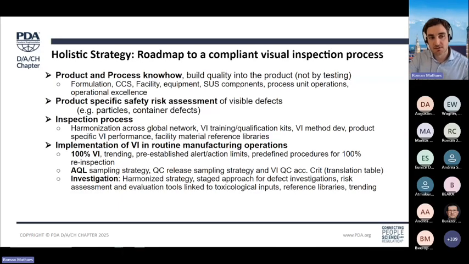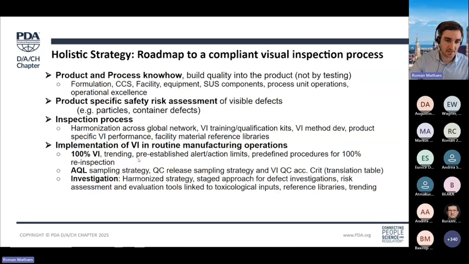We have talked about product-specific particle risk assessments to ensure patient safety. The inspection process is not just a visual inspection method, it needs a harmonized global process for a global manufacturing network, including visual inspection training, qualification, test sets, visual inspection method development, up to facility material libraries for investigations. And in terms of practical implementations of VI in routine manufacturing, some additional concepts and aspects I think need to be considered.